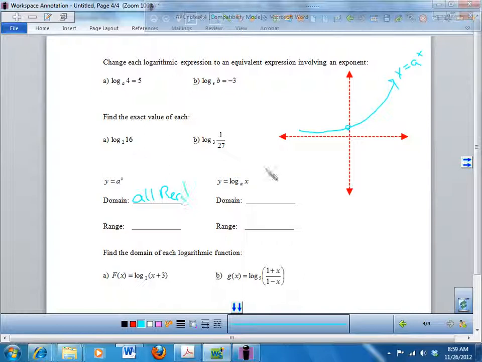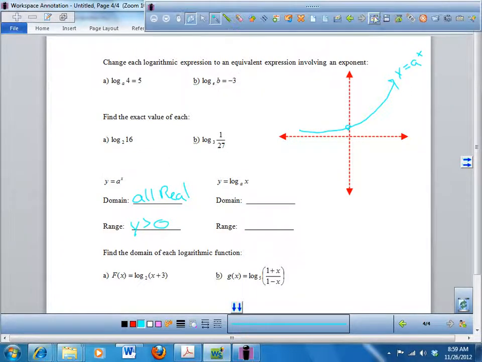All real. And the range is, what's got to be true about Y? Greater than 0. It's got to be greater than, not greater than or equal to, greater than 0. All right, because it has an asymptote here. And if I were to graph Y equals log base A of X, it doesn't cross the line there. I'm just kind of going fast.